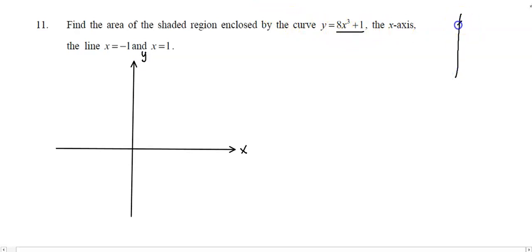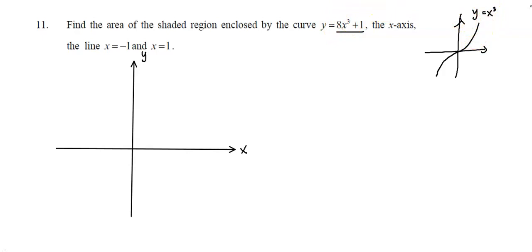We know the x cubed graph will be like that. It starts from the first quadrant and goes to the third quadrant. This is y equals x cubed, where it passes through the origin. So if you have 8x cubed, it won't affect the shape, but it will go up faster and go down faster. That will be y equals 8x cubed.